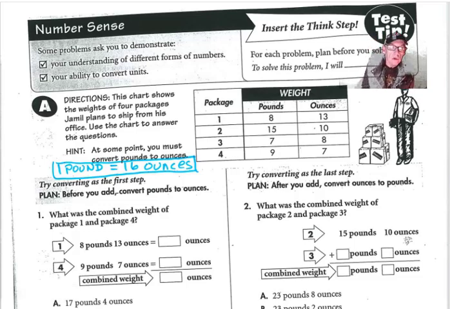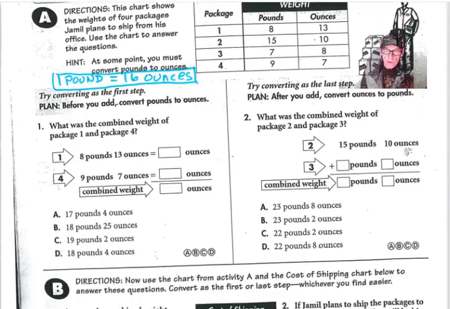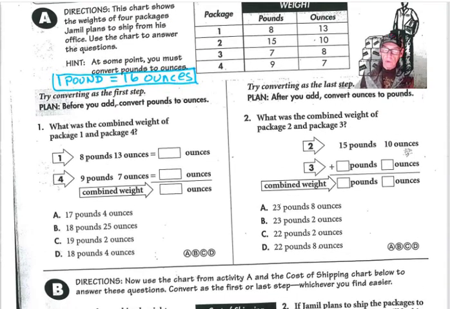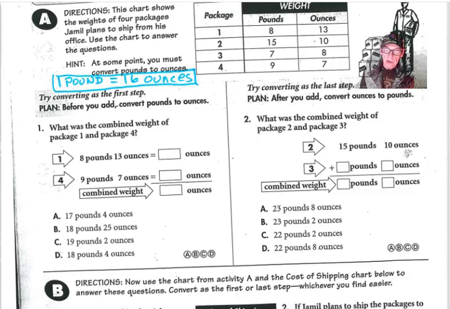So let's look at number 1. What's the combined weight of package 1 and package 4? So package 1 is 8 pounds 13 ounces, and package 4 is 9 pounds and 7 ounces. Well, between both of these we get 17 pounds, and with the ounces we get 20 ounces. Now if we take 16 off of that, we're left with 4, and we're going to carry 1 over because 16 ounces is a pound. That's going to give us 18 pounds and 4 ounces. So D is going to be the correct answer for number 1.